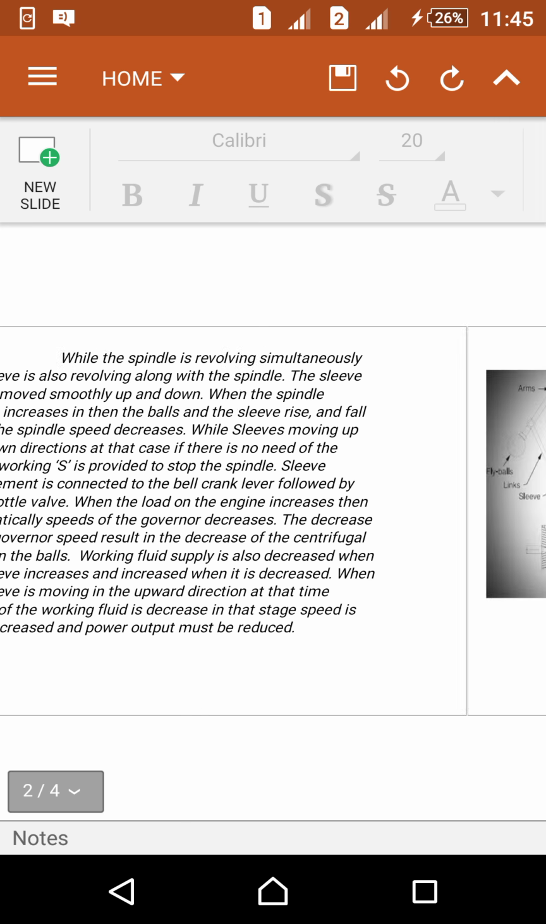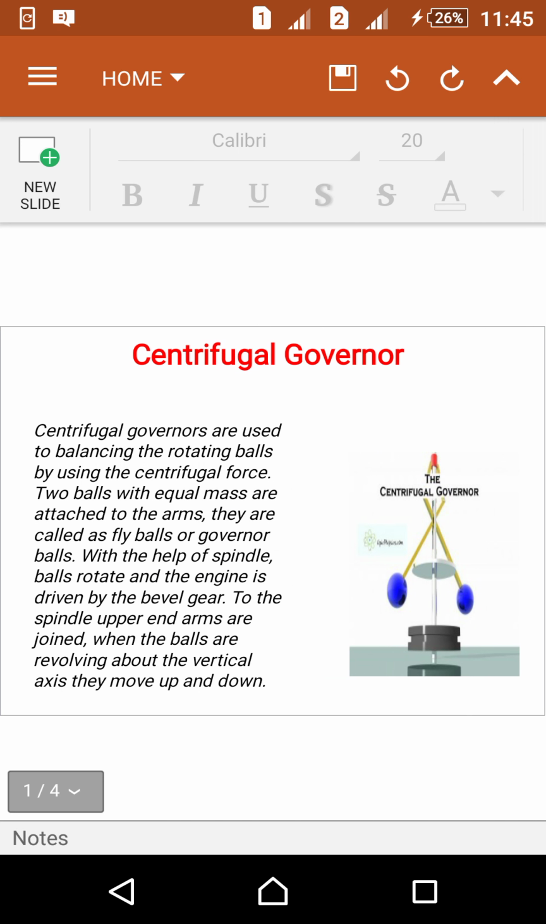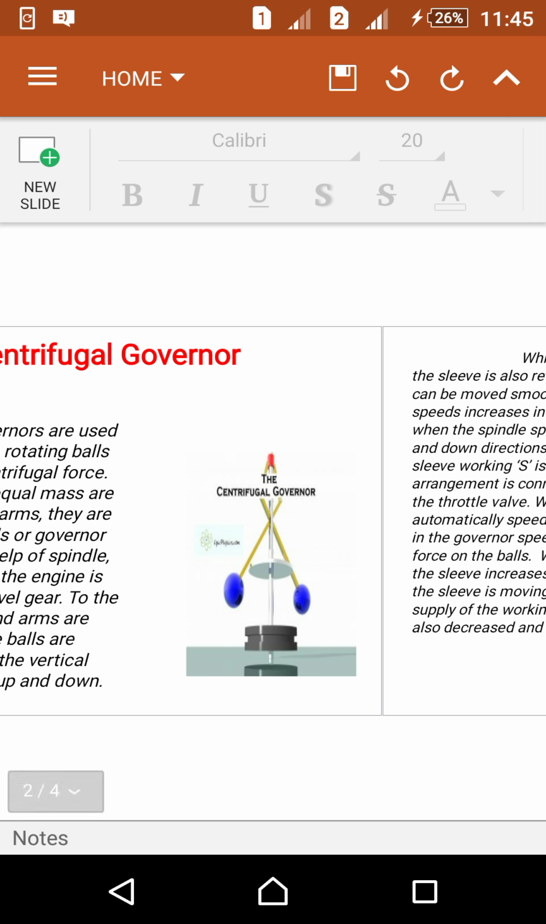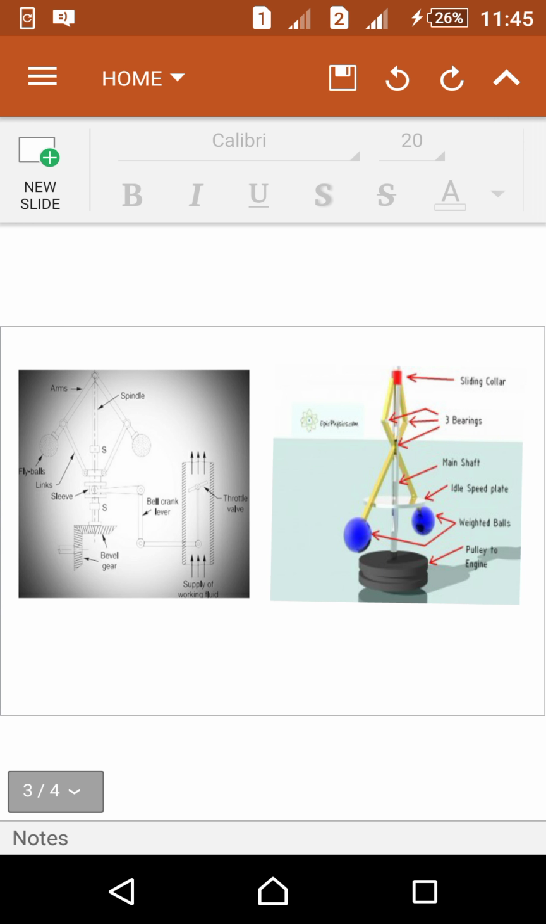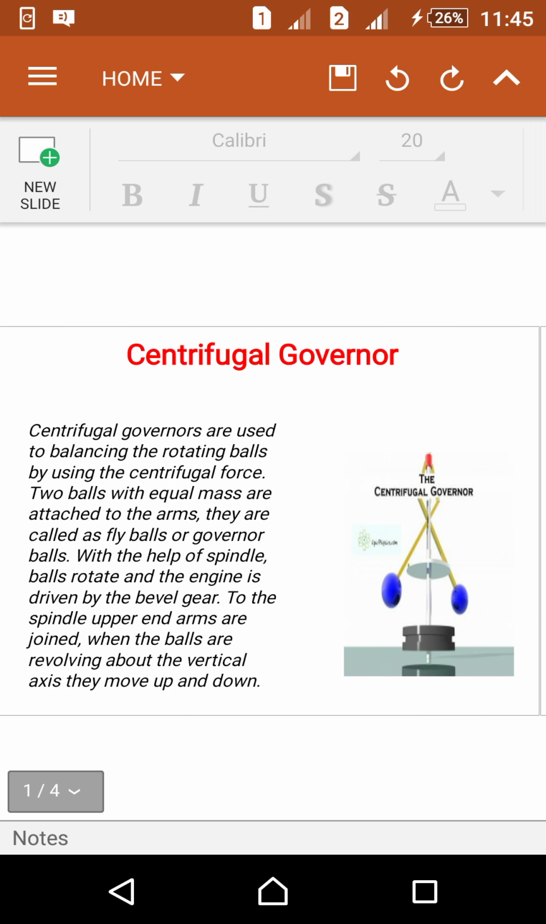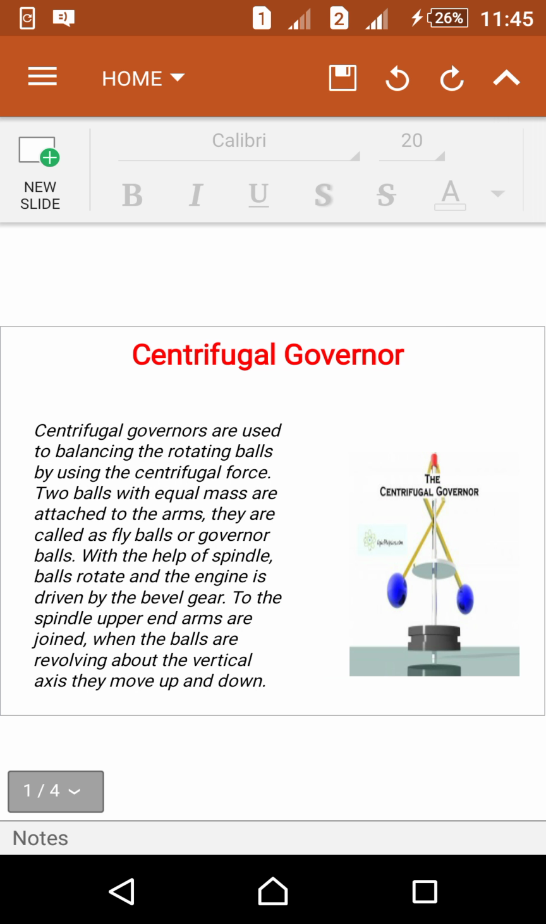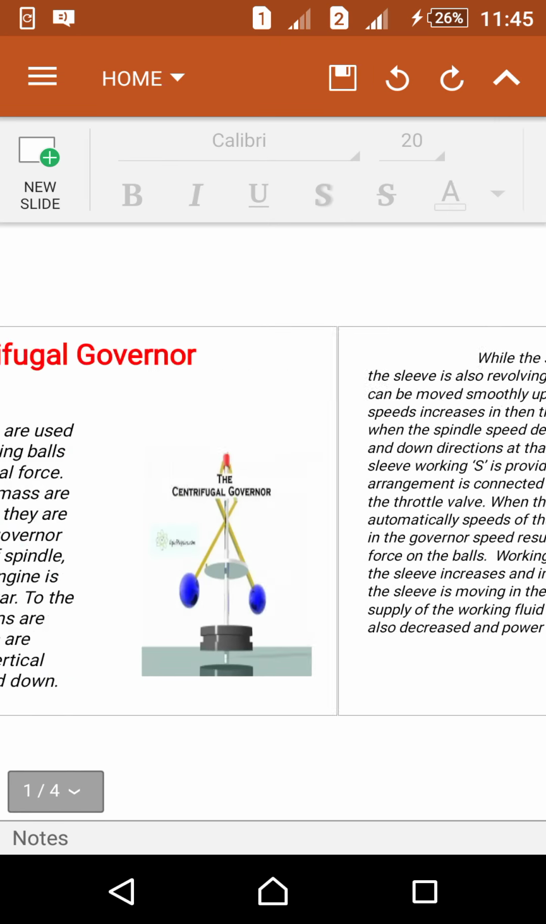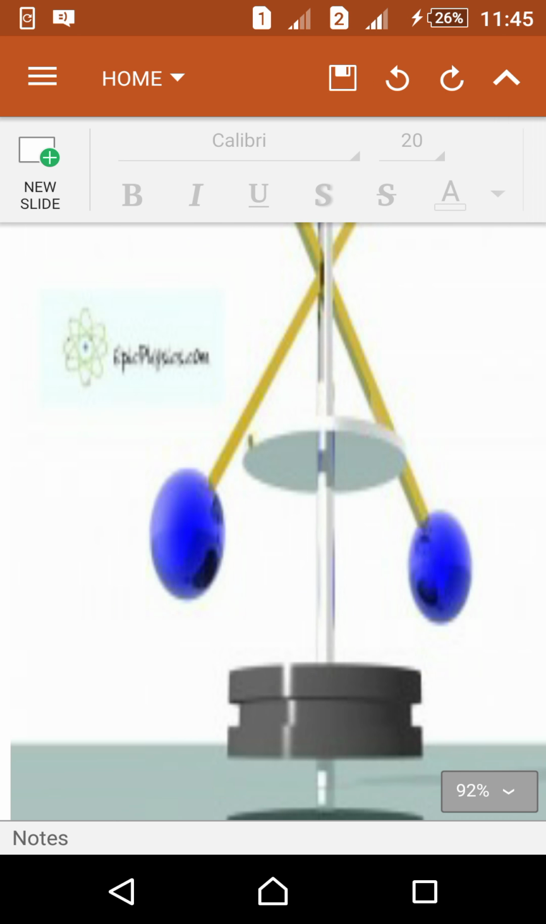Then we discuss the function of the centrifugal governor. Centrifugal governors are used to balance the rotating balls by using the centrifugal force. Two balls with equal mass are attached to the arms. They are called fly balls or governor balls, these two balls.